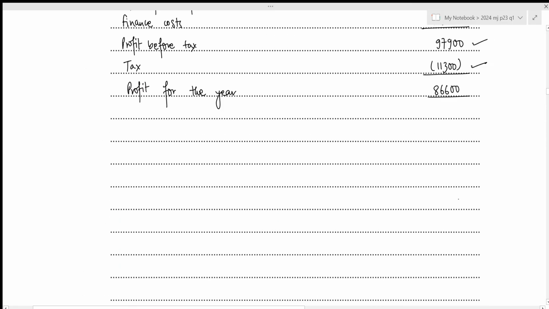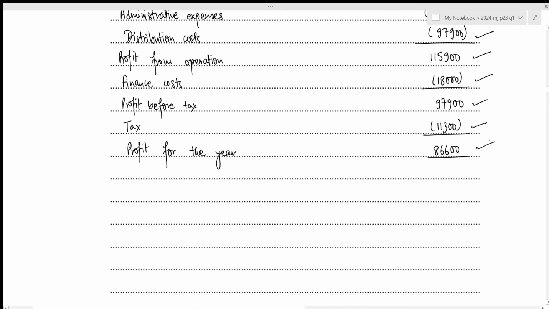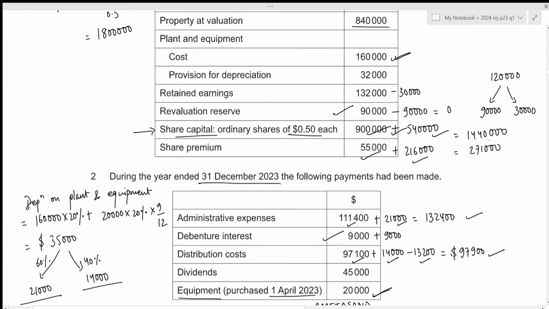For the retained earnings, we've already adjusted the revaluation downwards, but we also need to add the profit for the year. So let us add 86,600. That will be plus 86,600. Okay, I think that should be all. If there is a dividend, we also need to subtract the dividends. It's right here. Dividends paid during the year was 45,000. So we also need to subtract the 45,000. Now the correct value for retained earnings will be 132,000 minus 30,000 plus 86,600 minus 45,000, which results in the value of 143,600. Let's write it down.